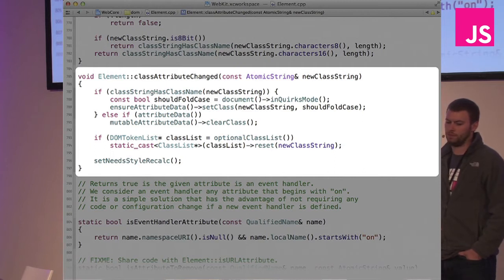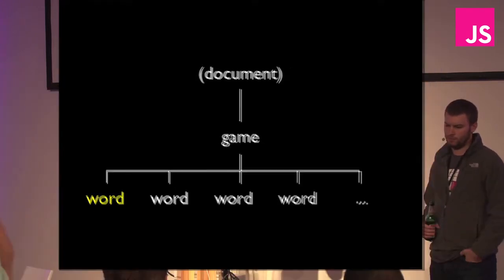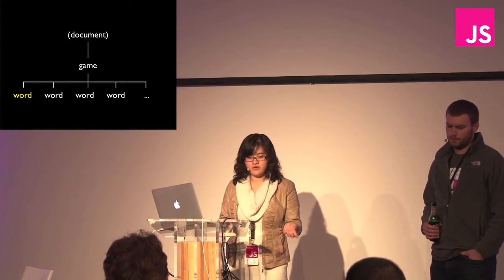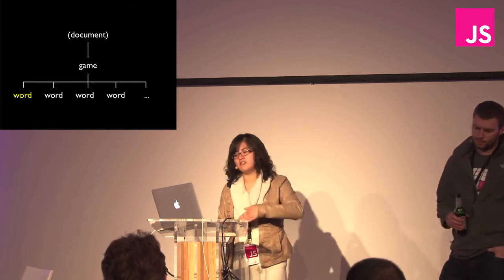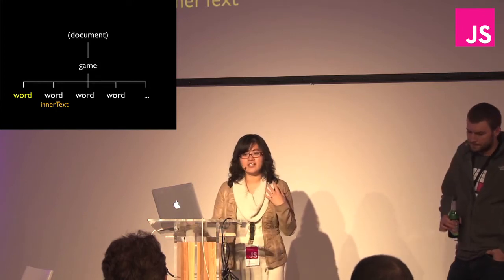So to help me organize my thoughts, I kind of graphed out what my DOM looks like. So I had the root document element, and then I had this game container that contains a whole bunch of words. And I just went through the first word and set its style. So the first word has a dirty bit for if the style needs to be recalculated. So now that I'm on to the next iteration of my loop, I'm looking at the second word. And I'm asking the second word for its inner text.